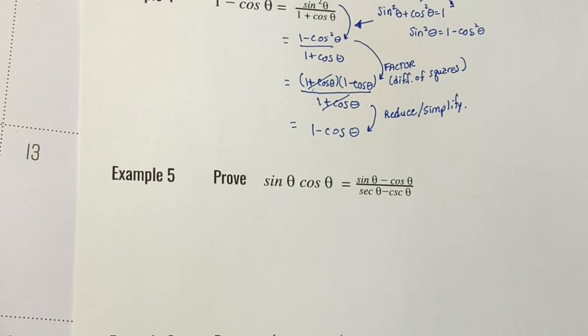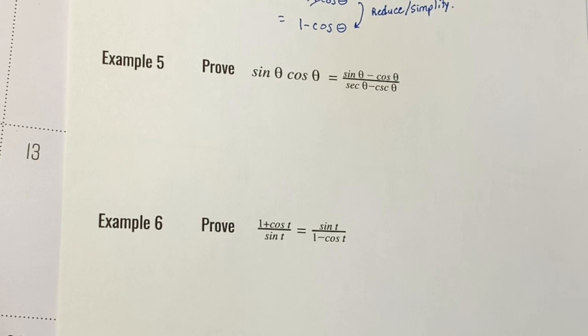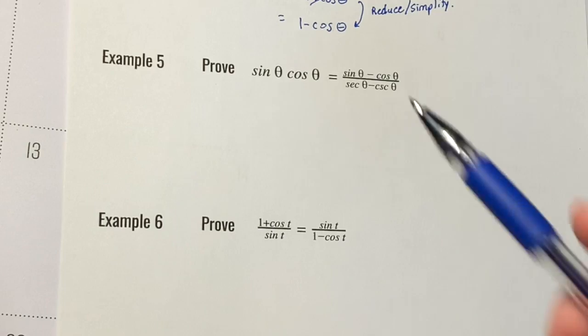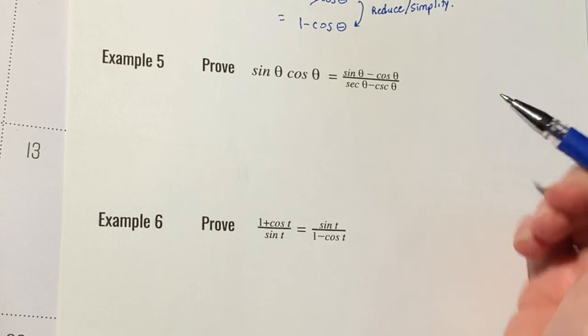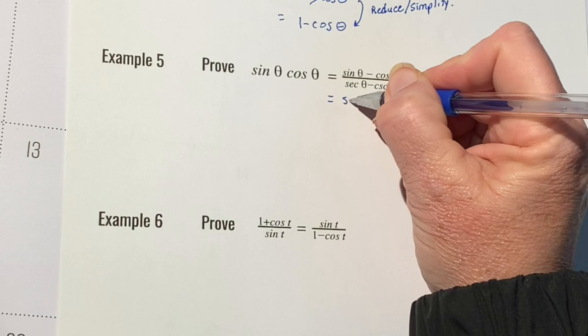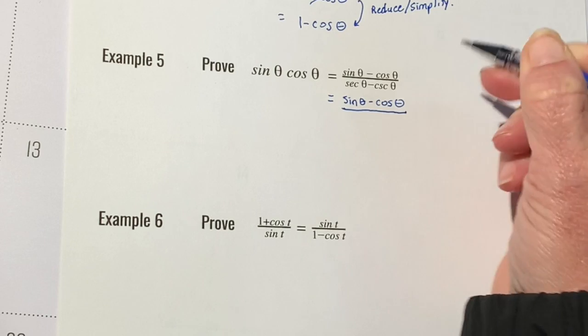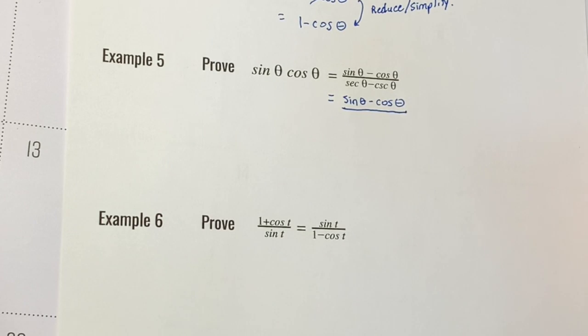Okay, example 5. In example 5, we want to prove that sine theta times cosine theta is equivalent to sine minus cosine over secant minus cosecant. Well, this is definitely the side I want to start with. The top being sine minus cosine, there's not a whole lot I can do to that. It's already about as broken down and basic as it gets. So I'm just going to bring it down. I'm going to have to do my operating in the denominator.